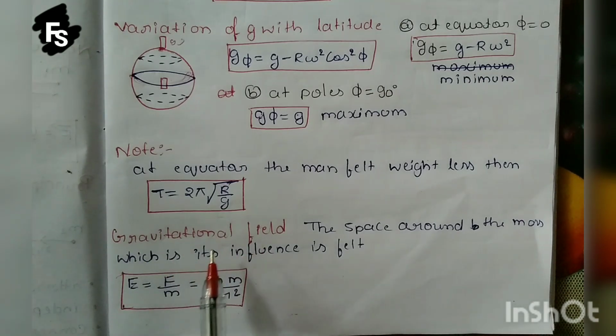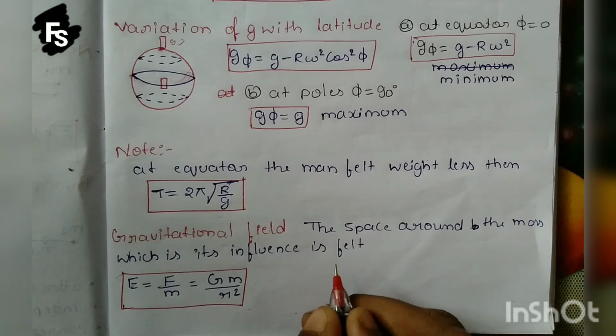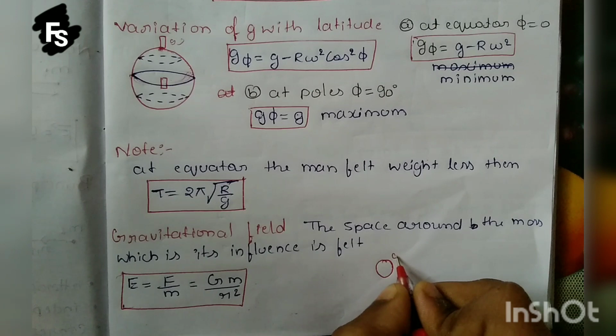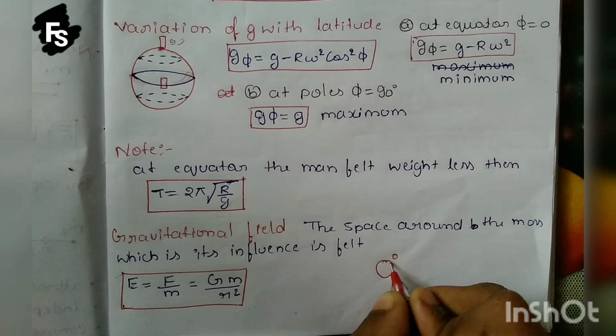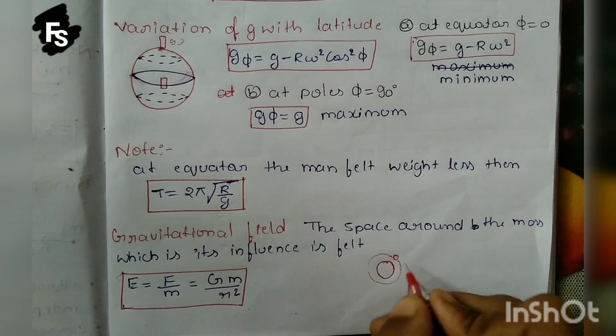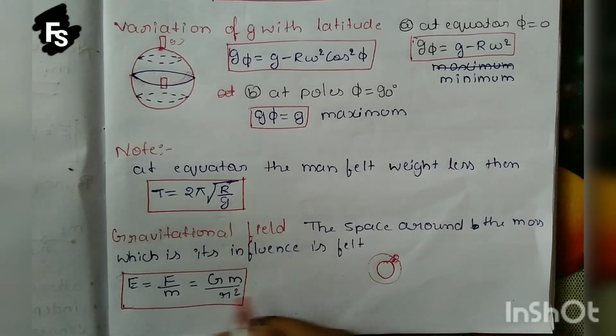Next, gravitational field. What is gravitational field? The space around the mass in which its influence is felt. See here, this is Earth. If your body is here, it feels that attraction, because there are imaginary field lines around the Earth which cause the attraction of this object. This is known as gravitational field.